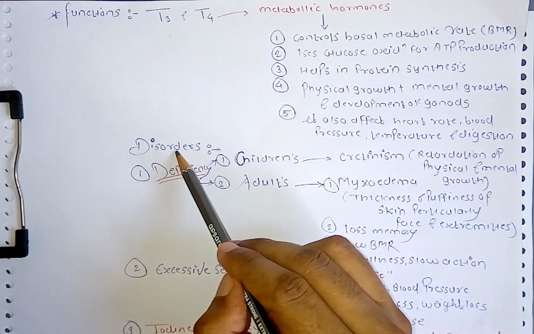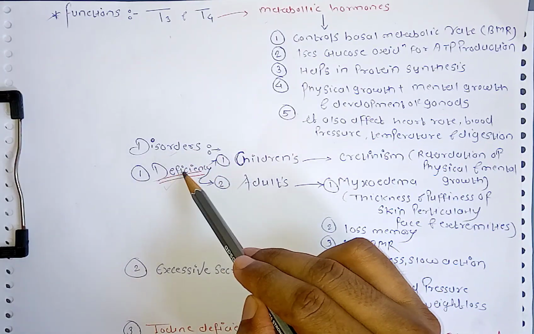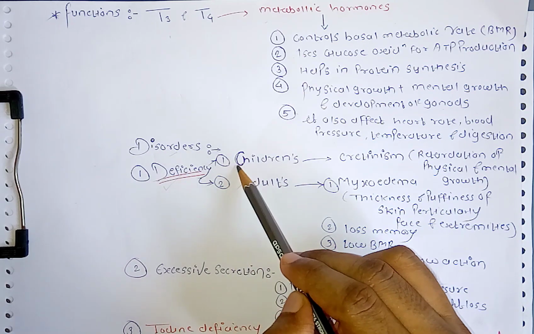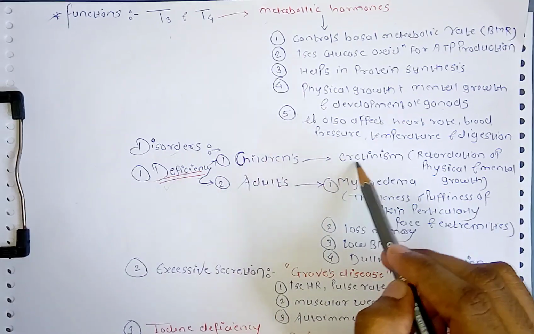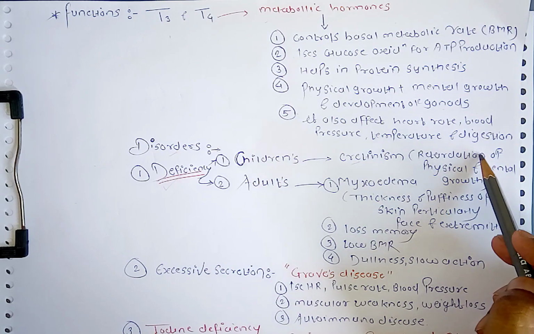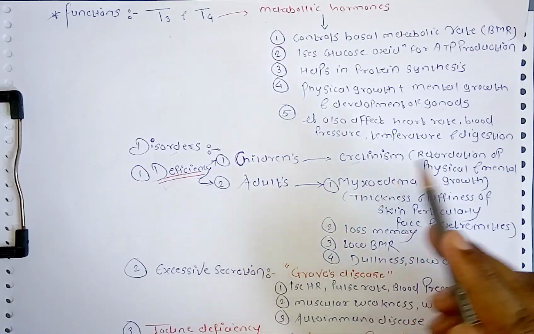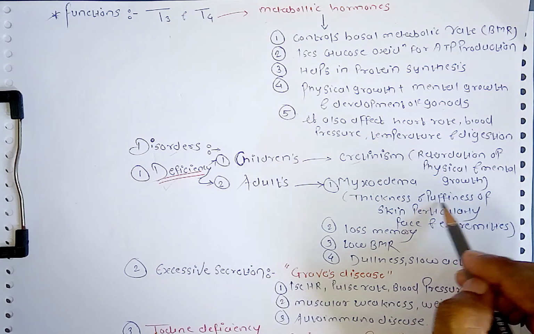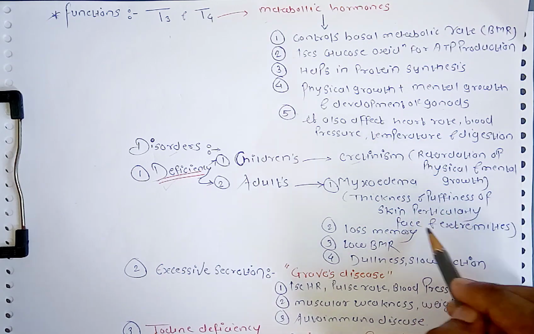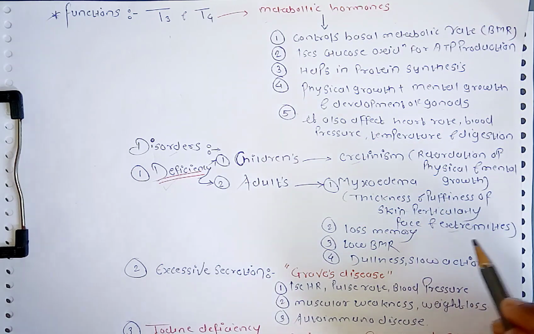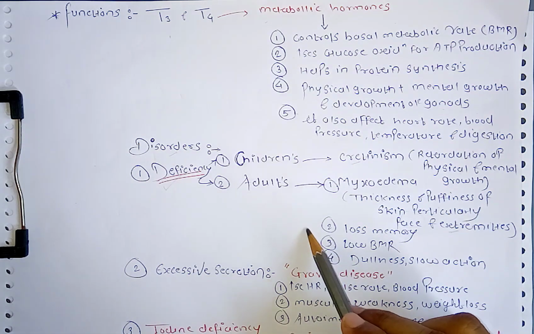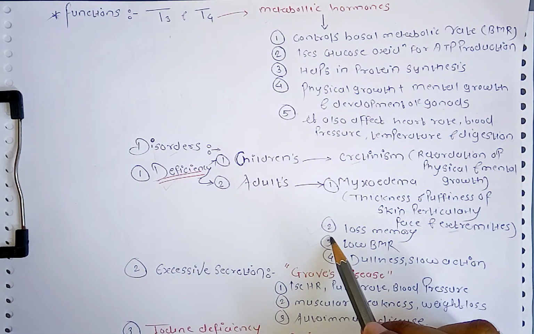Let's see the disorders. Deficiency of thyroid hormone in children leads to cretinism, that is retardation of physical and mental growth. In adults, it causes myxoedema, that is thickness and puffiness of the skin, particularly the face and extremities. Next is memory loss, low basal metabolic rate, and dullness.